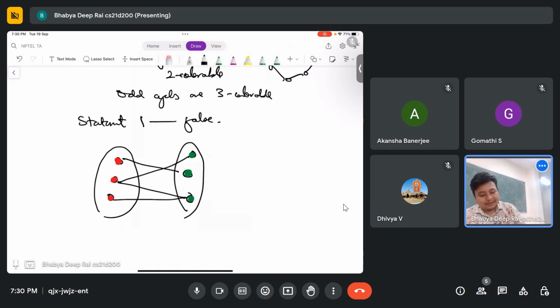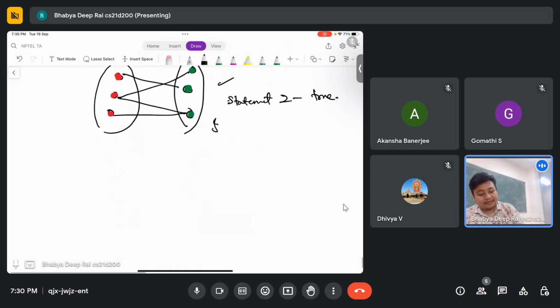So statement 2 is true. In fact, this is an if and only if condition. If it is two colorable, you can do it in the other direction. If it is two colorable, then it is bipartite. This is a good exercise if you want to try.